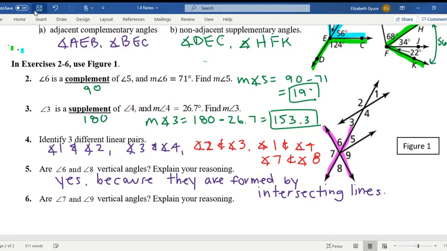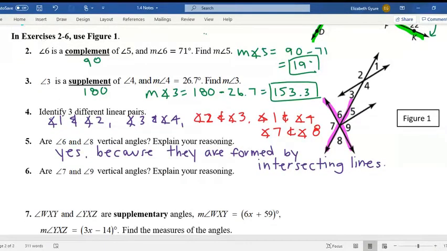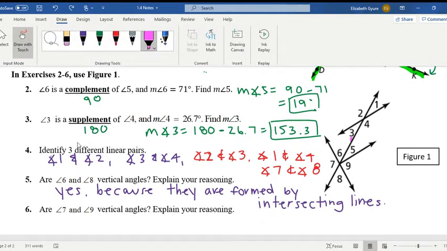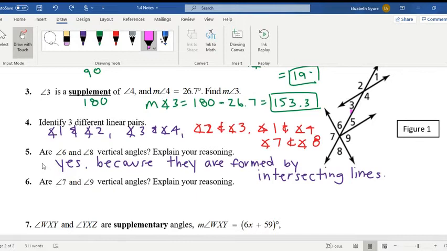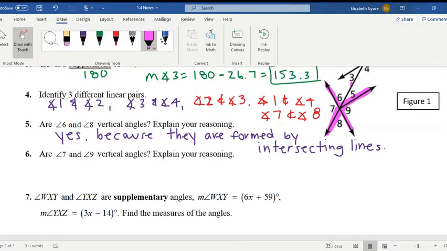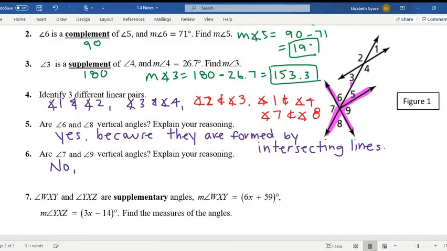Okay. And then number 6, last one for this picture. This one says are angles 7 and 9 vertical angles, and then still I want you to explain. So 7 and 9, if you look, outline here and outline here, that is not a nice straight line. It kind of tilts off to the side here. It's not your nice X shape. So we're going to say no, because they are not formed by intersecting lines.